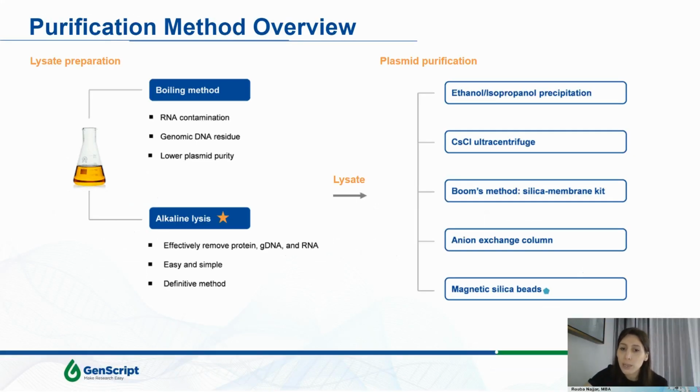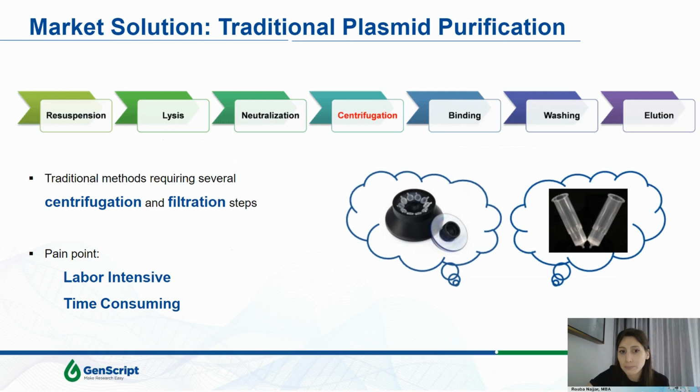So of course, with plasmids being around for many, many years, there have been multiple methodologies developed to lyse the actual E. coli cells and get that really pure plasmid. One of the most golden or one of the most standardized methodologies, of course, is the ion exchange columns. For today, I'm going to be showing you actually the GenScript solution, which is based on magnetic silica beads.